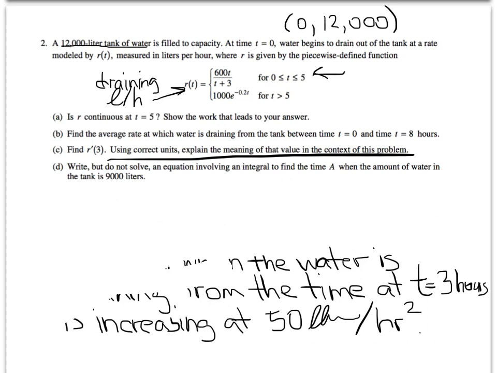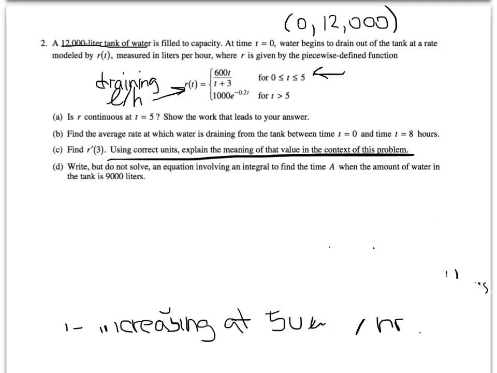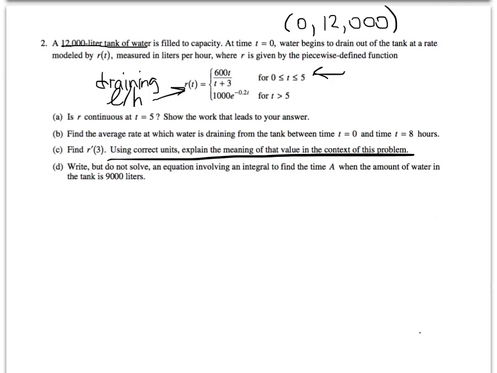Okay? Now, part D: write, but do not solve, an equation involving an integral to find the time A when the amount in the tank is 9,000. Well, I know to find the amount in the tank, I would take the integral of the rate of change. Okay, now what are my limits? Well, I want to go from 0 to some time A when I have a value of 9,000.